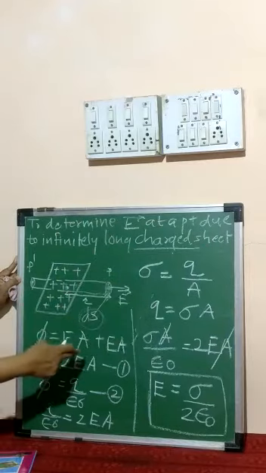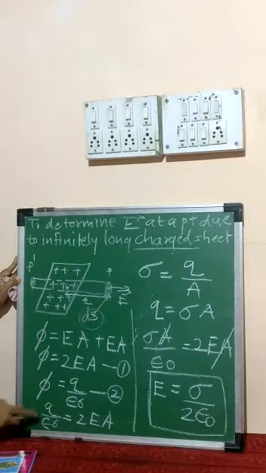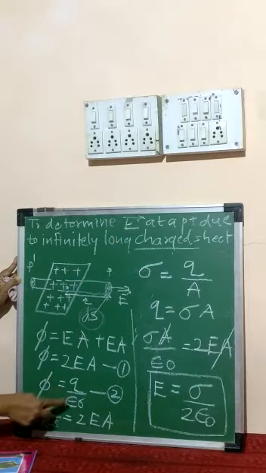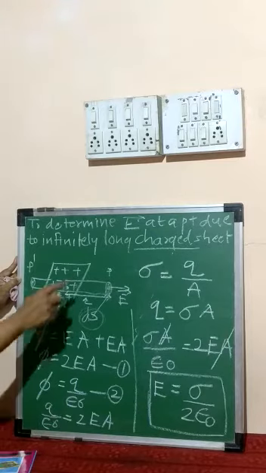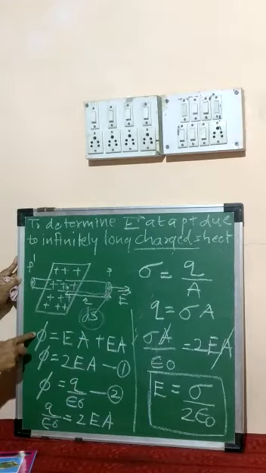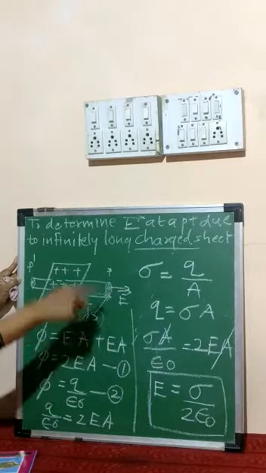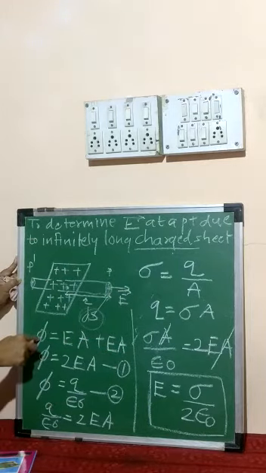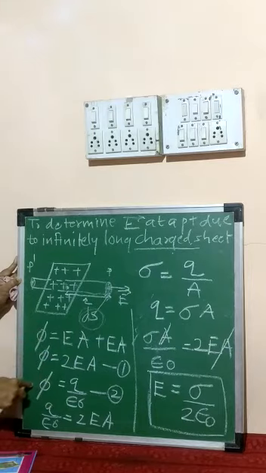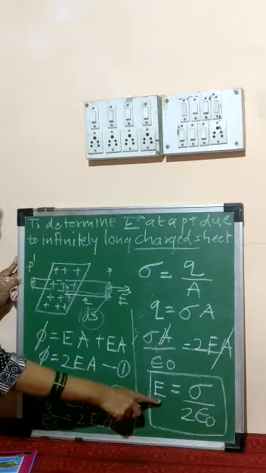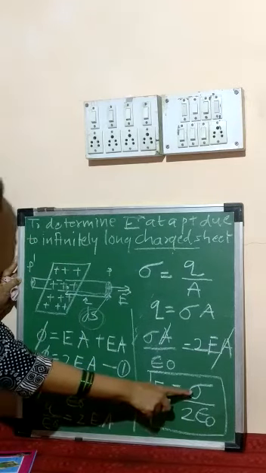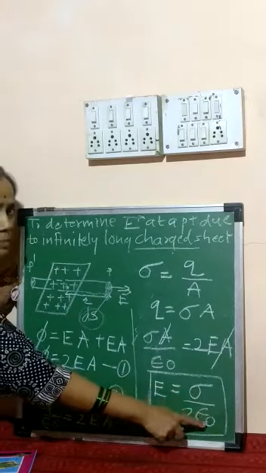In deriving this expression we have used Gauss theorem, which is sigma Q upon epsilon naught. At the same time we have also used the total flux, phi equal to integration of E into ds. So we have used the definition of phi and also the Gauss theorem, and using those two equations we finally get intensity E equal to sigma upon twice epsilon naught.